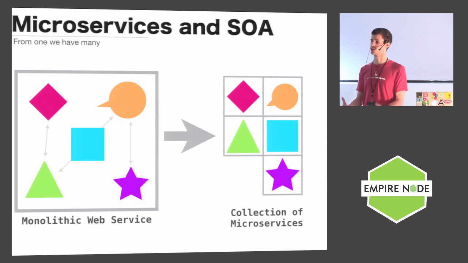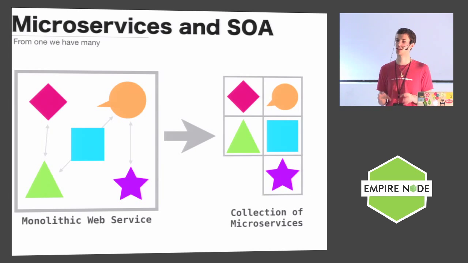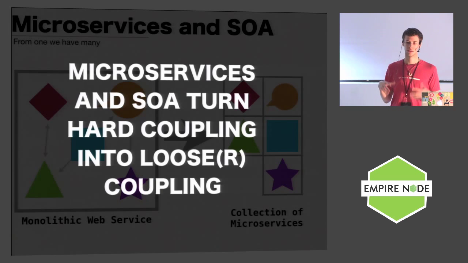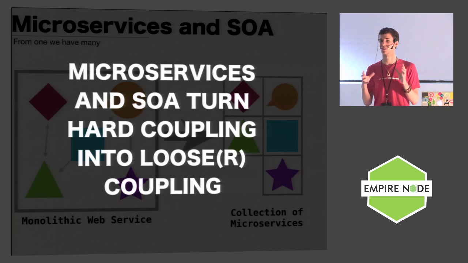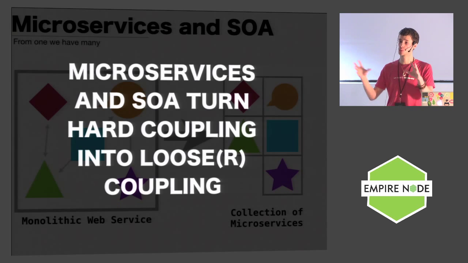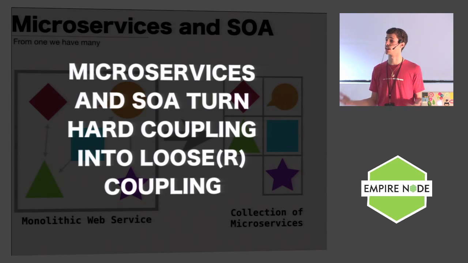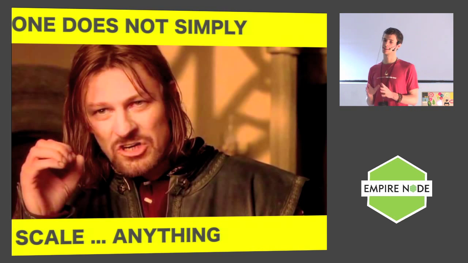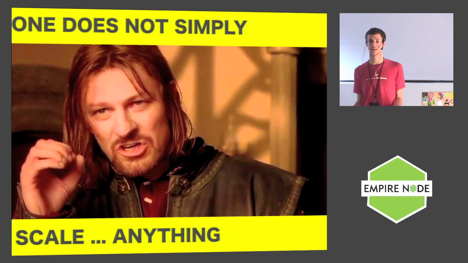And microservices changes this, and we split out those different pieces that would normally be very much coupled together in a single program, and we make them separate web services. So it turns this hard coupling into a looser coupling. Instead of interacting programmatically in one web service, we now have multiple web services that are interacting over predefined interfaces over the network. And this is important when we talk about scaling.